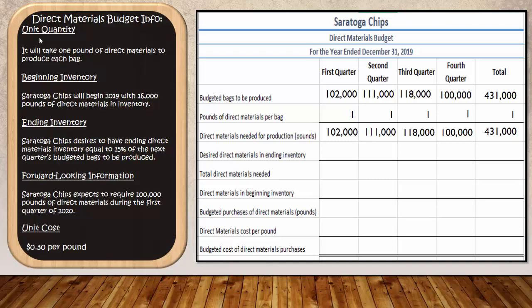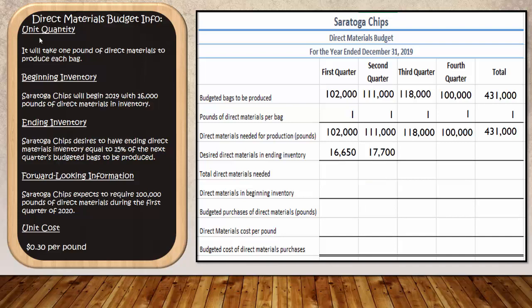Next up, we have our desired direct materials in ending inventory. And to figure this out, we're going to take the next quarter's materials needed for production, and we're going to multiply it by that 15% that they want to have at the end of the prior period. If we're going to use 111,000 pounds of potatoes during the second quarter, and we want to have 15% of that on hand at the end of the first quarter, that means we're going to take 111,000, multiply it by 0.15, and we're going to figure out that Saratoga Chips is going to need 16,650 pounds of direct materials at the end of the first quarter.